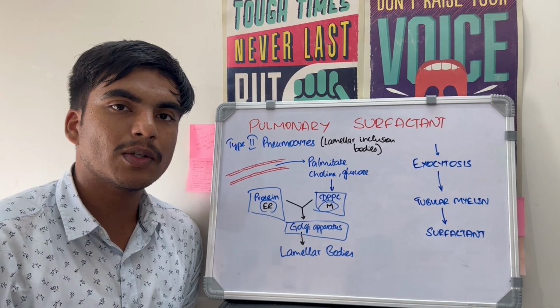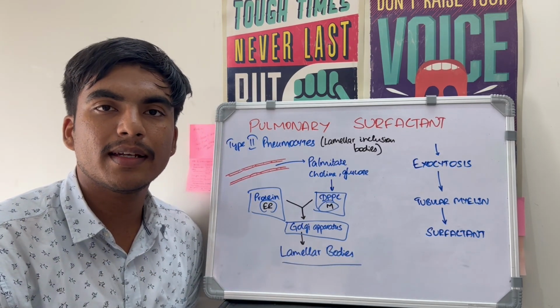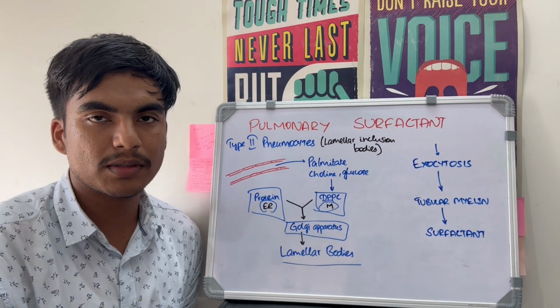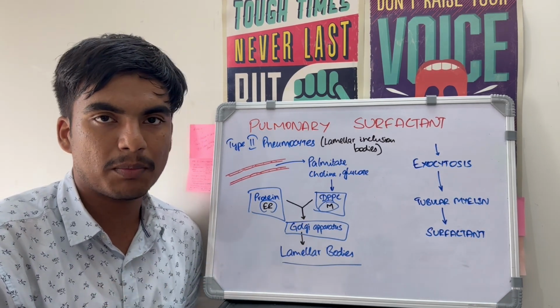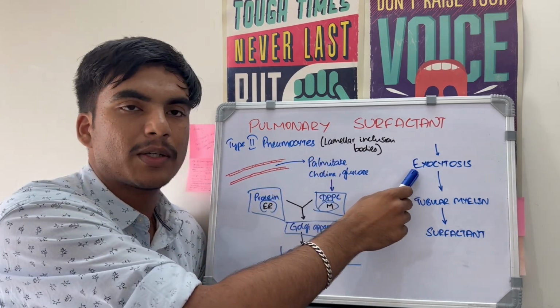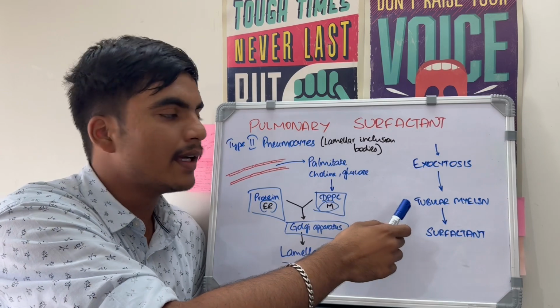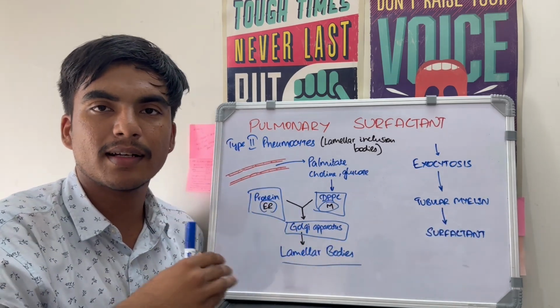These surfactant is stored in lamellar bodies, right? What is the major histological finding in type 2 pneumocytes? Lamellar inclusion bodies. The surfactant formed by the Golgi apparatus is stored in the lamellar bodies. This lamellar bodies in the type 2 pneumocytes by constitutive exocytosis secretes the surfactant as tubular myelin. In the tubular myelin na alveolar lining la poi surfactant apply ஆயிரும்.